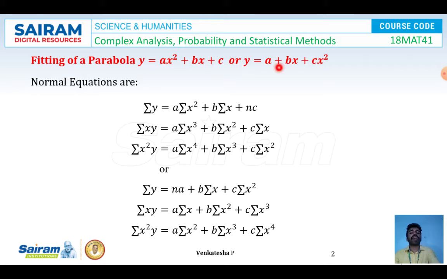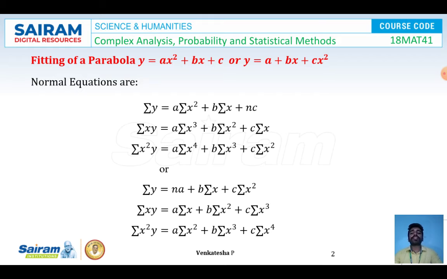Similarly, for the equation y = a + bx + cx², after applying summation, we will get Σy = na + bΣx + cΣx². Now multiplying by x on both sides and applying summation, I will get Σxy = aΣx + bΣx² + cΣx³. Multiplying by x² on both sides, we will get Σx²y = aΣx² + bΣx³ + cΣx⁴.